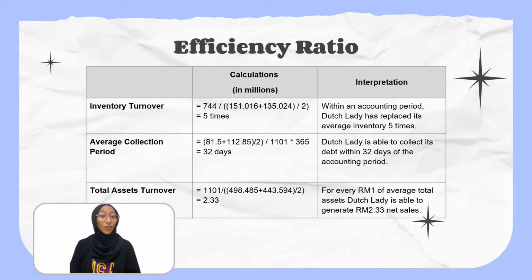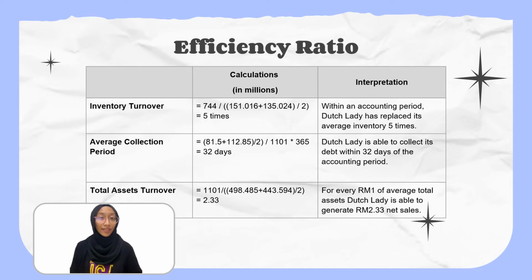Next is the efficiency ratio for Dutch Lady Milk Industries Berhad. For the inventory turnover, after calculating COGS divided by average inventory, we get a value equal to 5 times. This means within an accounting period, Dutch Lady has replaced its average inventory 5 times. While for the average collection period, we divide average account receivable by credit sales. Then, the answer will be multiplied by 665 days and we get 32 days. This means Dutch Lady is able to collect its debt within 32 days of the accounting period.